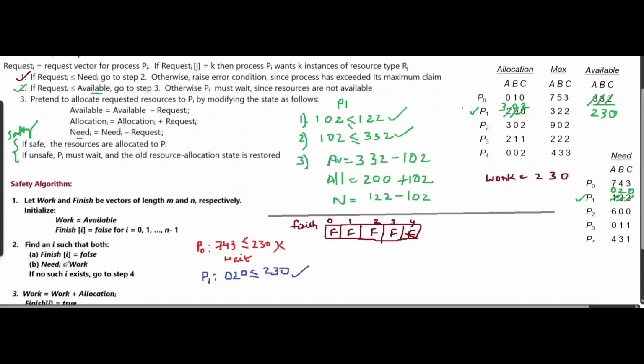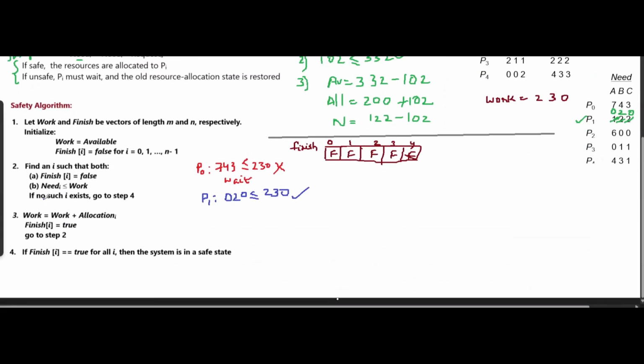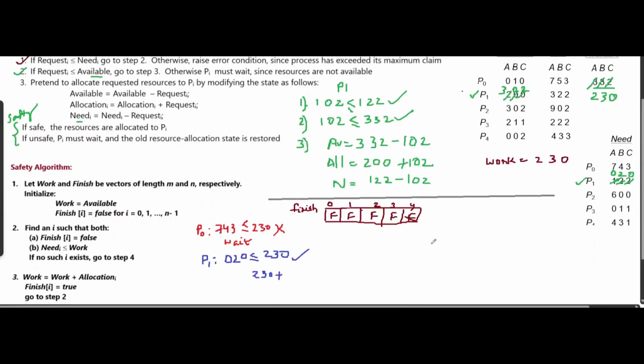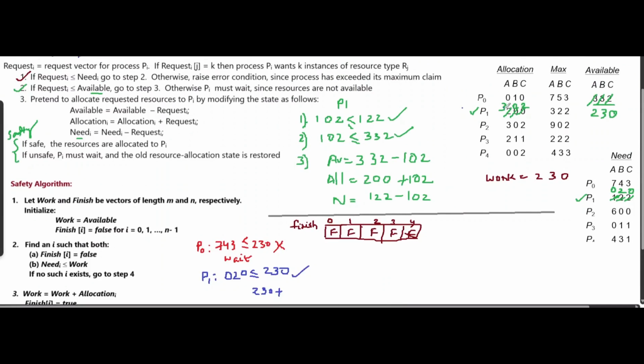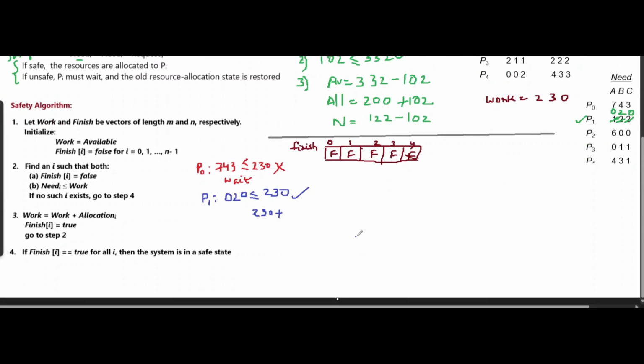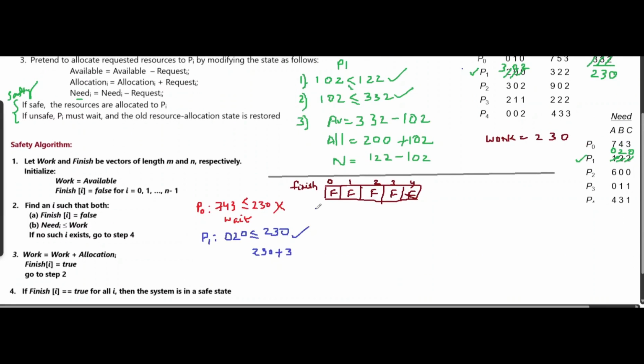Then in that case, what do we need to do? We need to go with the third step. What is the third step? Work equals Work plus Allocation. Work is 2 3 0, plus Allocation of P1, which we need to check. What is Allocation of P1? 3 0 2. Okay, 3 0 2 has to be added. Is it 3 0 2? Yes.